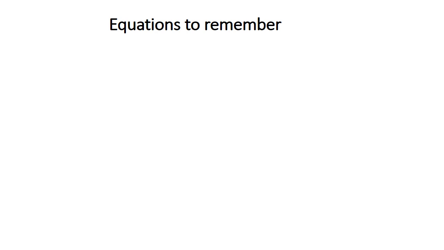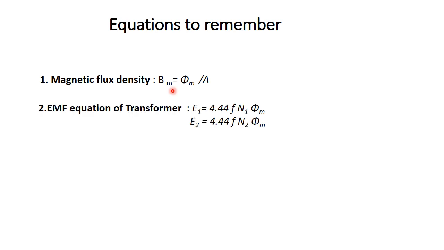Okay, first one is magnetic flux density. It's usually represented by Bm. Bm equals phi m by A. Number 2 is the EMF equation of a transformer, that is E1 equals 4.44 F N1 phi m, where F is frequency, N1 is the number of turns on the primary winding, and phi m is the magnetic flux. E2 equals 4.44 F N2 phi m.